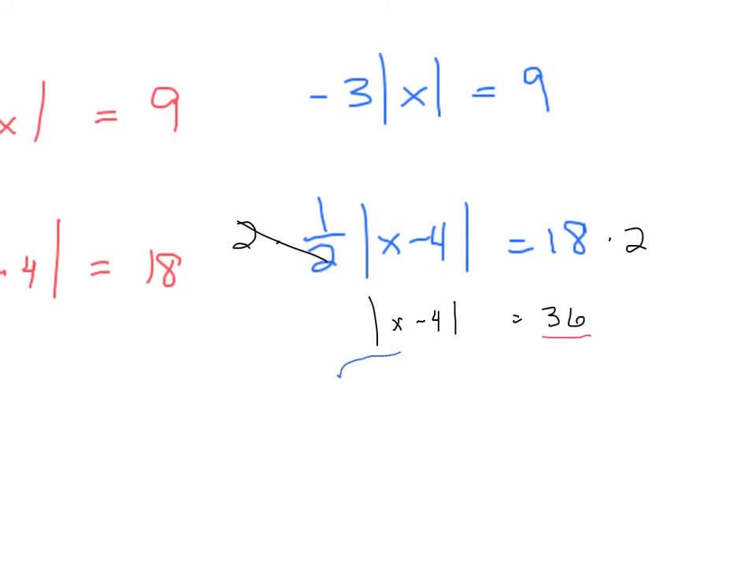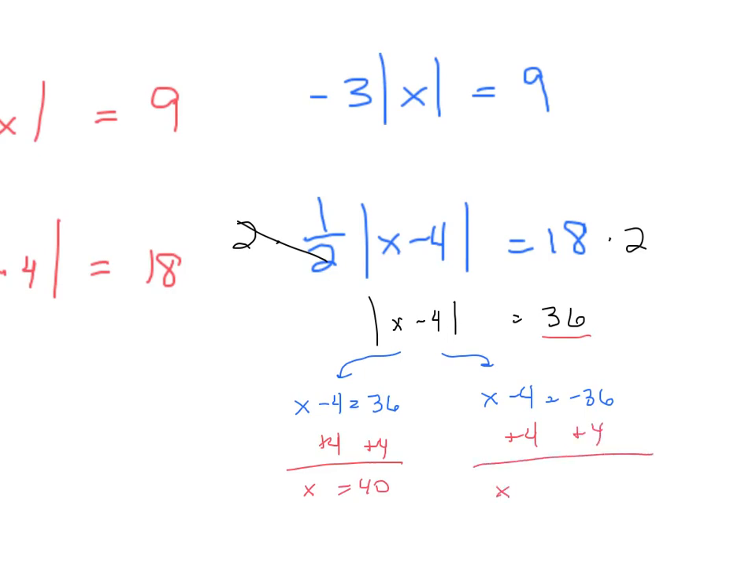Now we'll do our split. x minus 4 will be positive 36, and then x minus 4 will be negative 36. We'll solve each one of those individually. Yes, we're almost done. Now be careful when you do this one, right? It's a negative and a positive, so we'll subtract the 2. We get negative 32. So again, 2 solutions here, both 40 and negative 32.